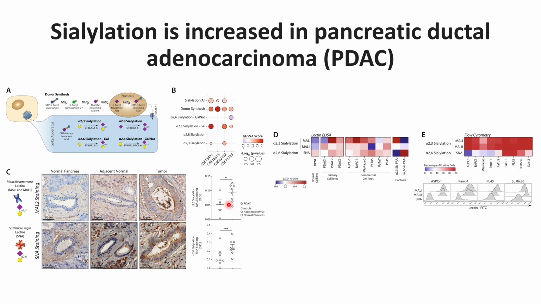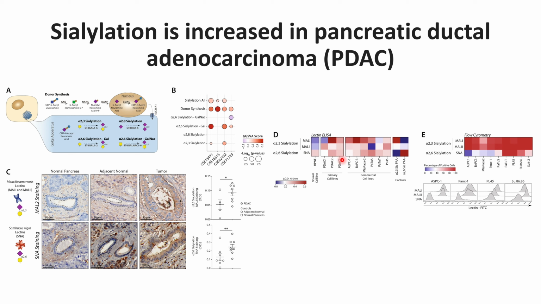Quantification further validates the observations from the staining results, that PDAC has more alpha 2,3 sialylation and alpha 2,6 sialylation compared to the normal pancreas. Thereafter, they also validated the sialylation in different pancreatic cell lines and compared them with normal pancreas cell lines. In the normal pancreas cell lines, only alpha 2,6 sialylation is present, whereas there is no sign of alpha 2,3 sialylation.